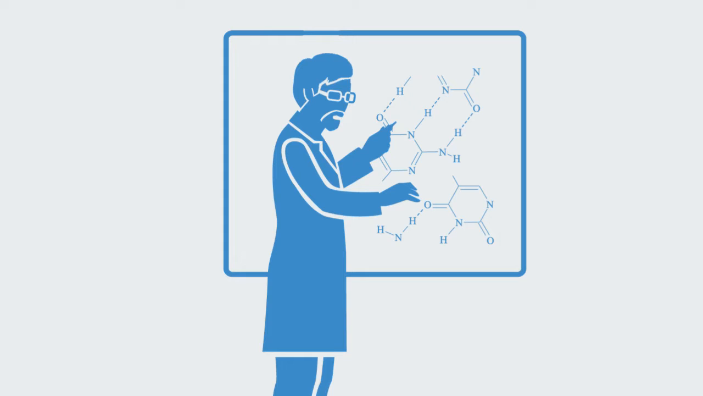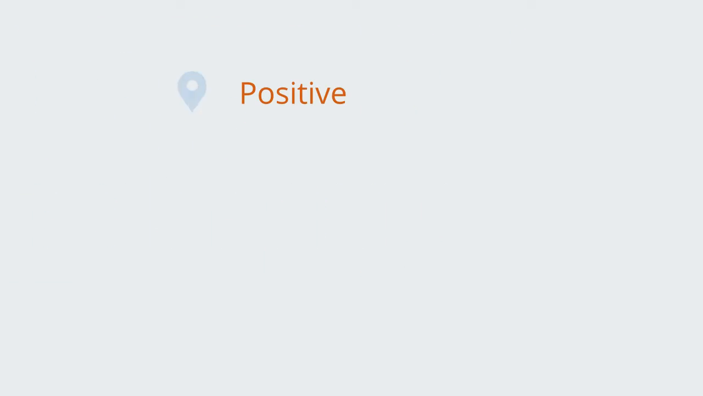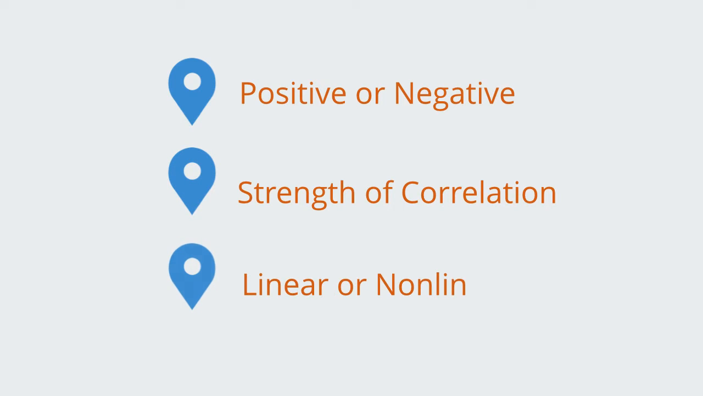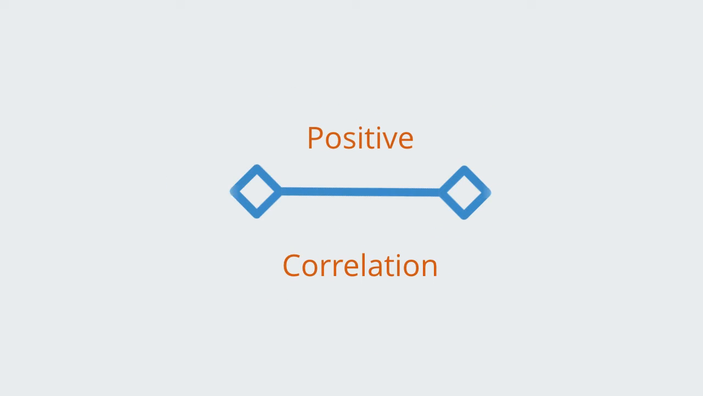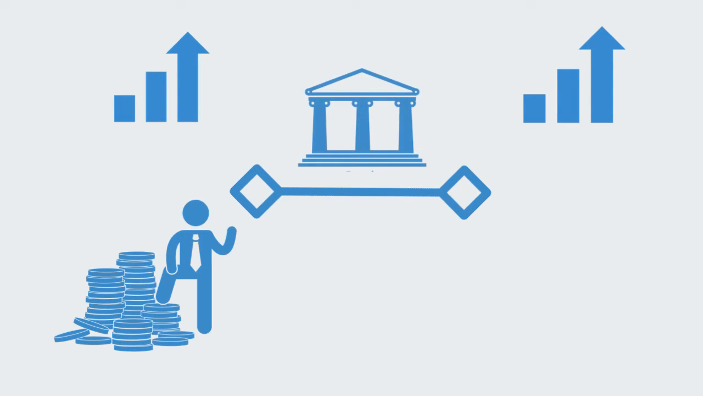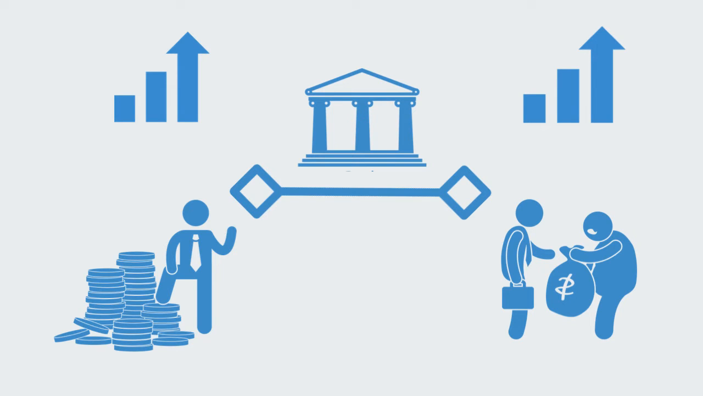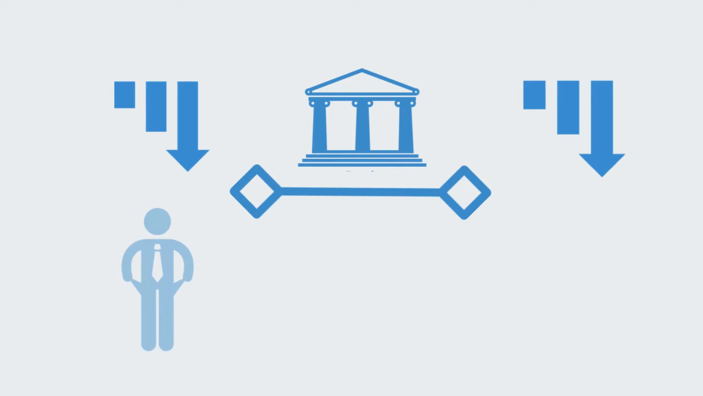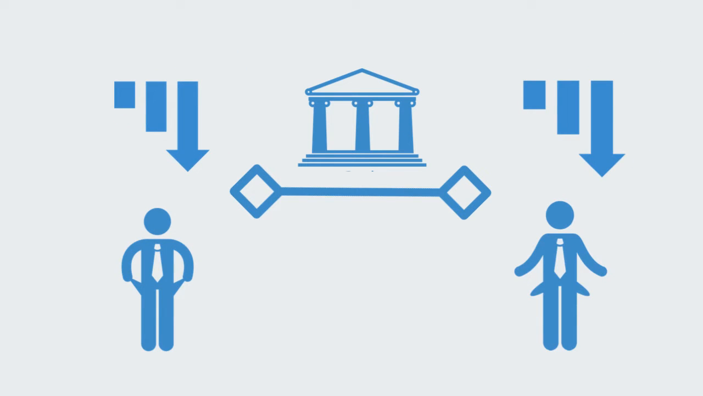Three primary factors to the type of correlation are whether the relationship is positive or negative, the strength of the relationship, and whether it is linear or non-linear. A positive correlation means the variables move in the same direction, both rising or falling together. For example, the amount of money one has in a bank account will be positively correlated with the total amount of interest you earn on that account. The more money you have in the account, the more interest that will be earned. The less that you have, the less that will be earned. This is a positive correlation.